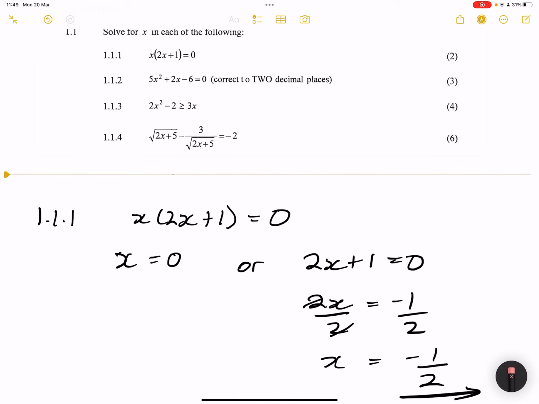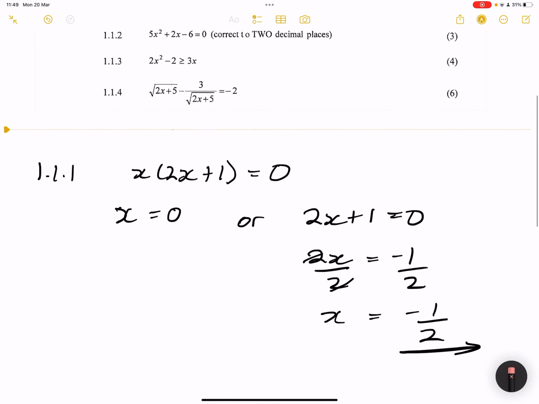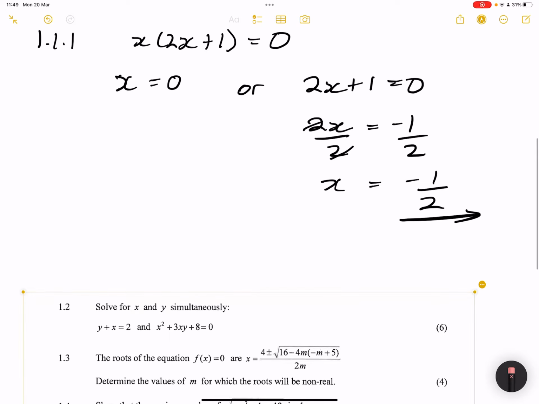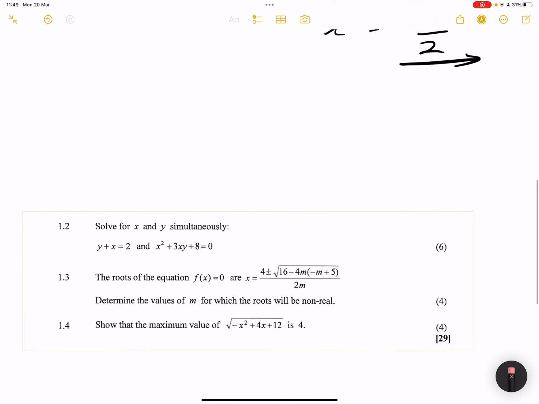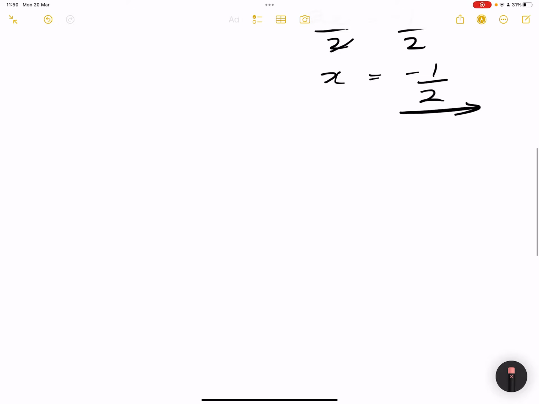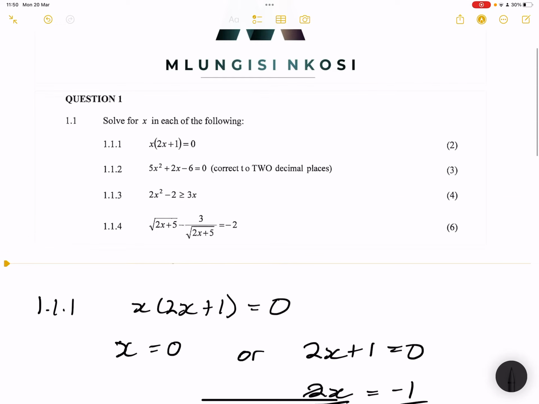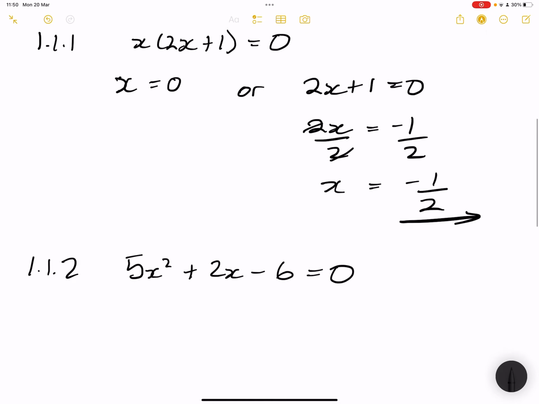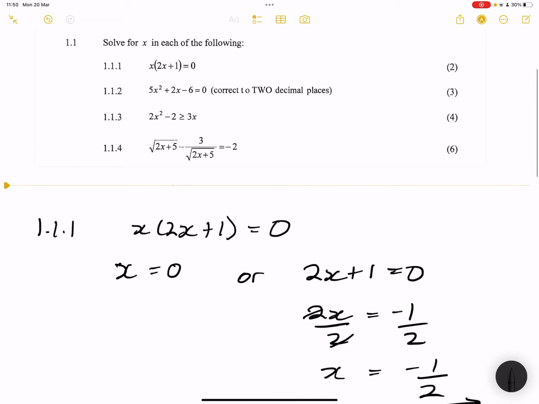Right, so the next one, we've got 5x squared plus 2x minus 6. Okay, so let's just create some more space here. Okay, so that's 1.1.2. They've given us 5x squared plus 2x minus 6. And again, that is equal to 0. They've already given us that in standard form.